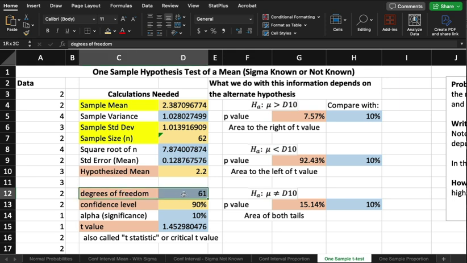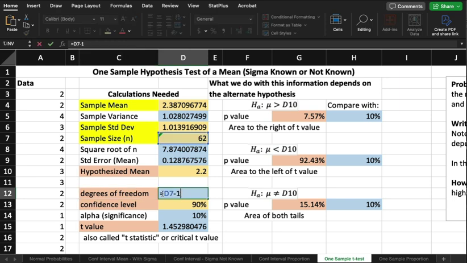Degrees of freedom we went over in a previous video when we were talking about confidence intervals. So I would suggest that you go back to the confidence interval video if you're not sure what that means. But essentially it's equals D7 minus 1. It's equals your sample size minus 1.